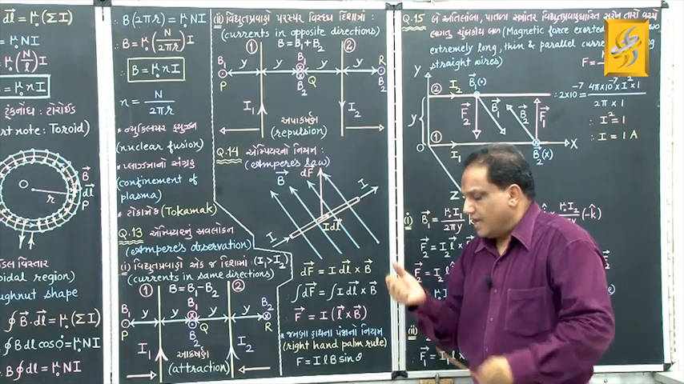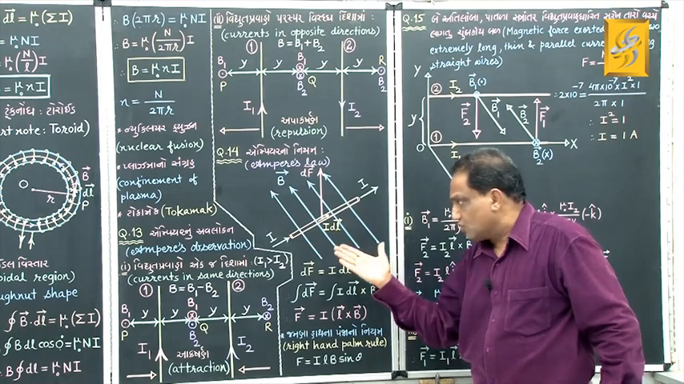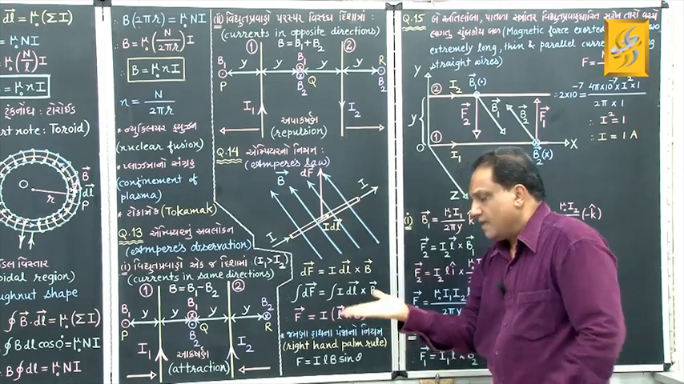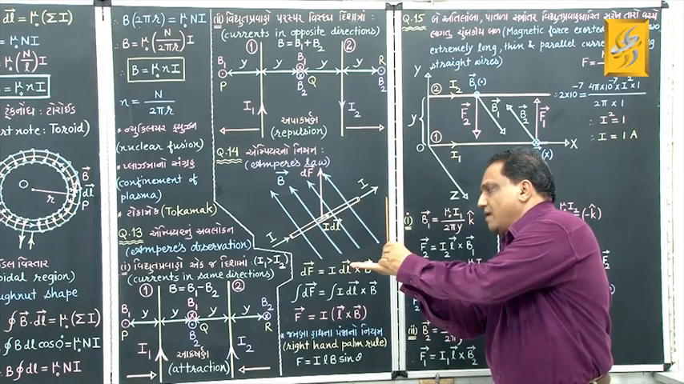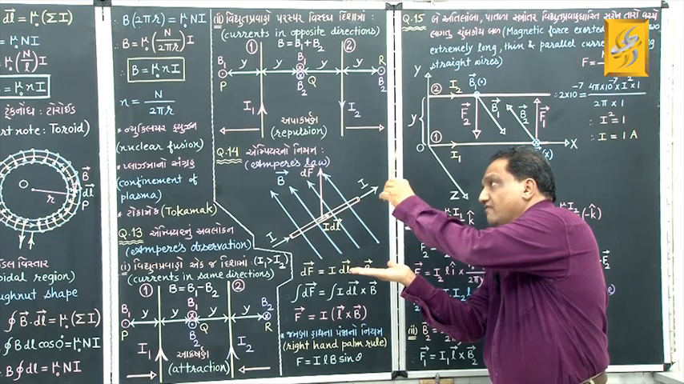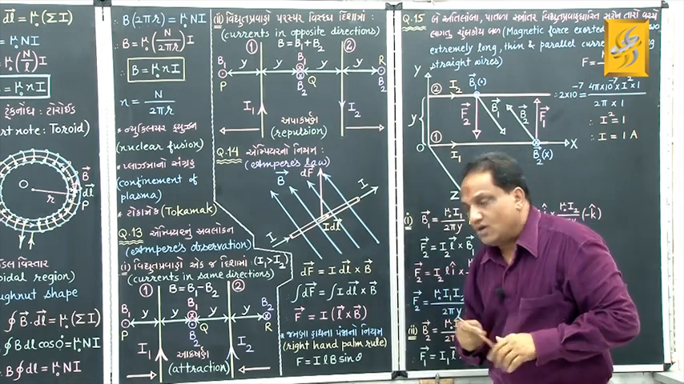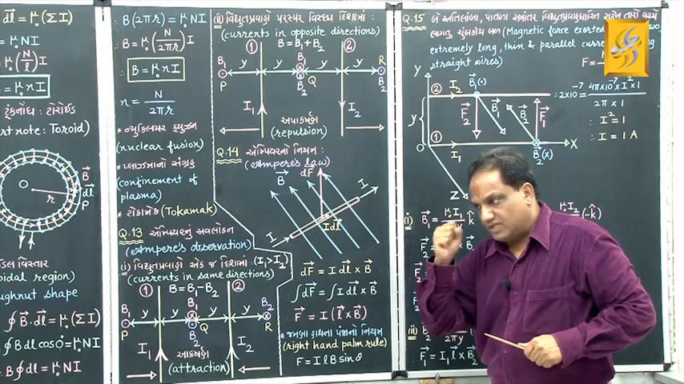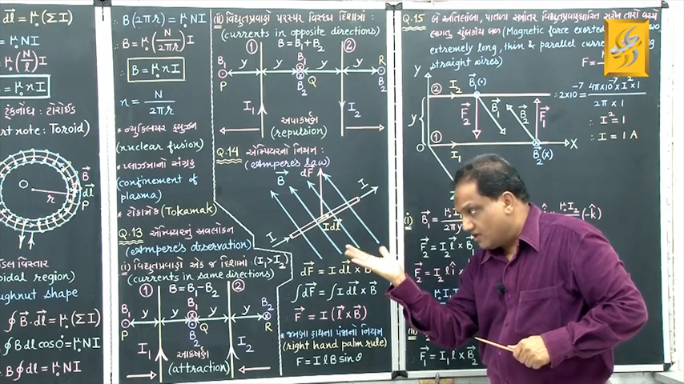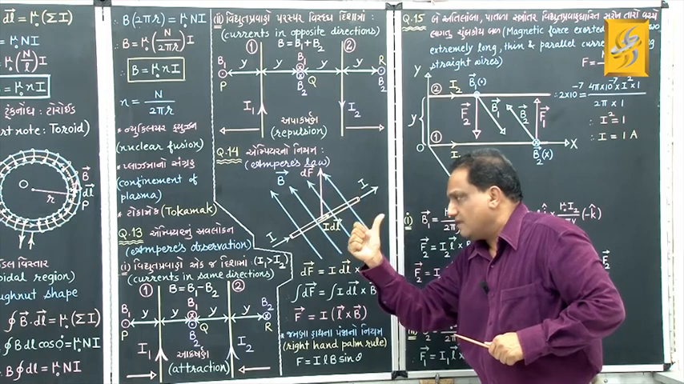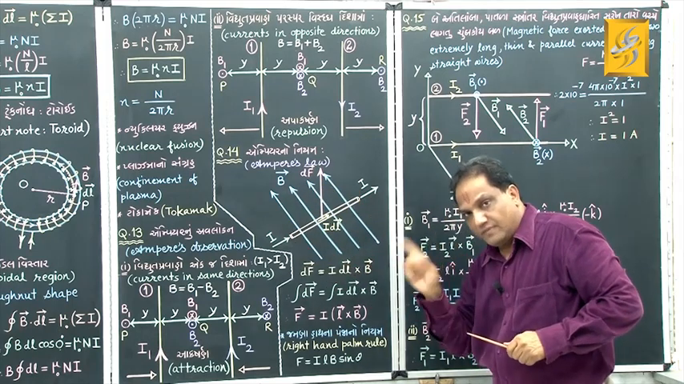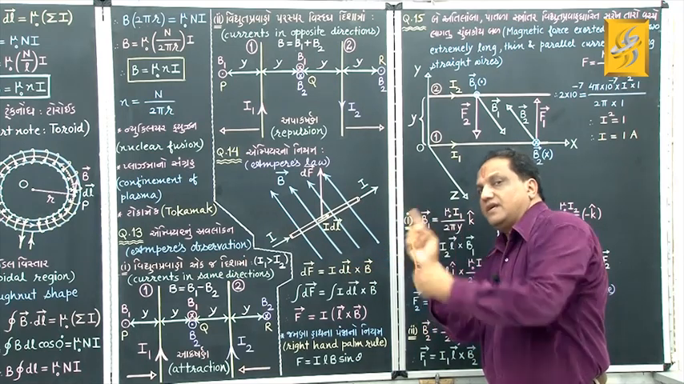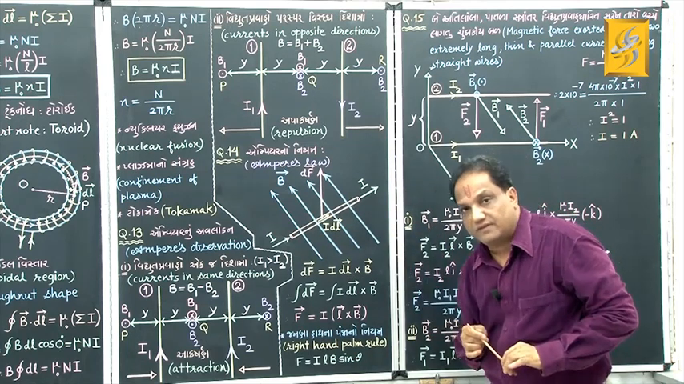I repeat, expand the palm of the right hand such that fingers point in the direction of magnetic field and thumb points in the direction of current. Full stop. Now, a perpendicular coming out of the palm of the right hand gives us the direction of magnetic force exerted on that current element or current carrying wire. I repeat for the last time: expand the palm of the right hand such that fingers point in the direction of magnetic field, thumb points in the direction of current. Now, think of a perpendicular coming out of the palm, which will give us the direction of magnetic force exerted on the wire. Got it? Fine.